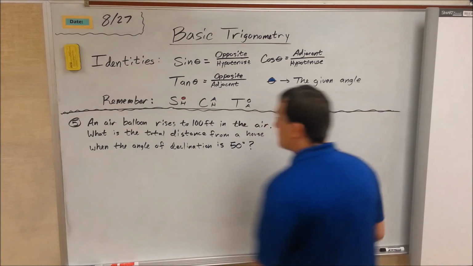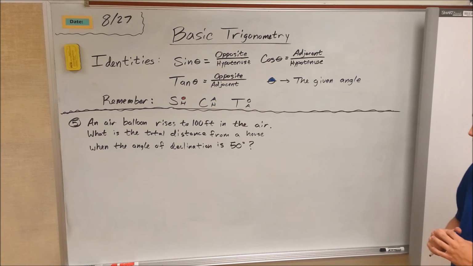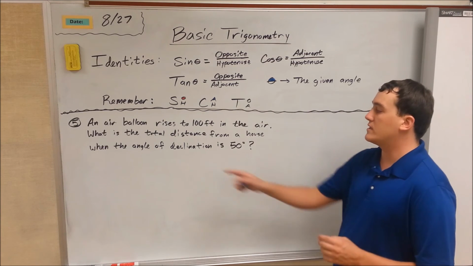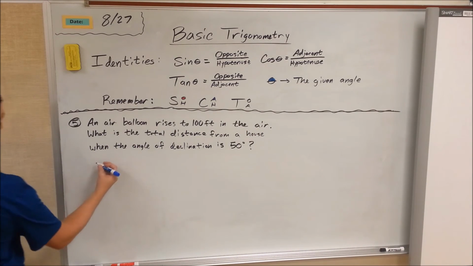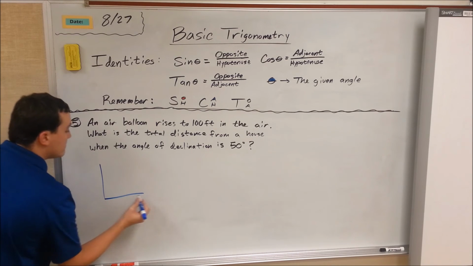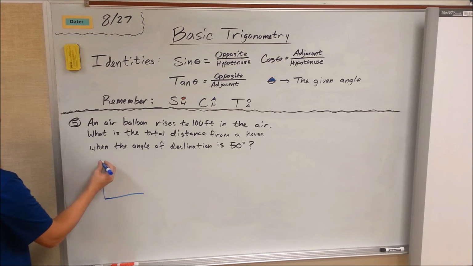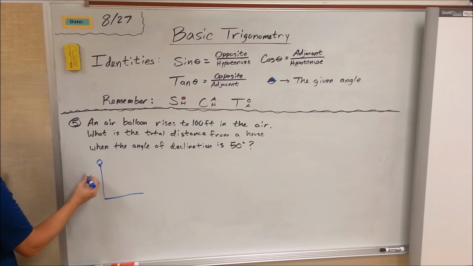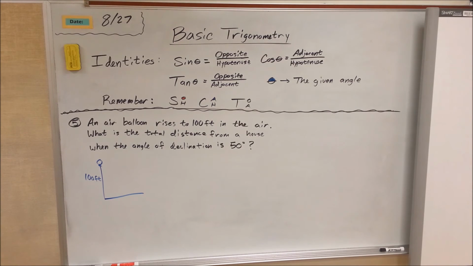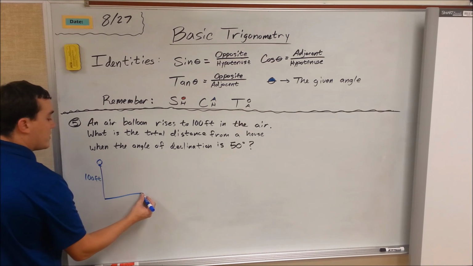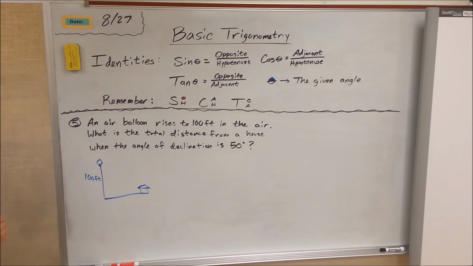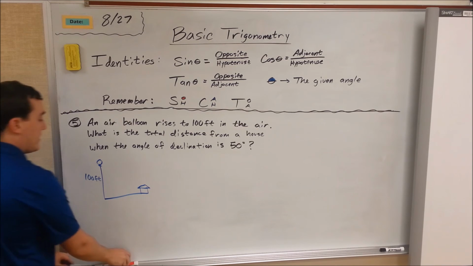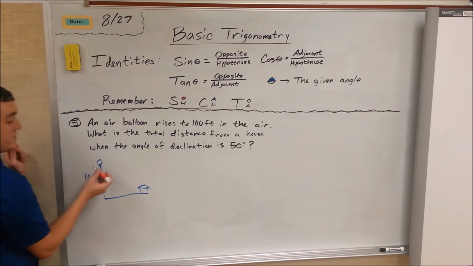Alright, and our last problem. An air balloon rises to 100 feet in the air. What is the total distance from a house when the angle of declination is 50 degrees? So let's first draw a triangle. The balloon rose 100 feet in the air. And then our house is over here. A badly drawn house. And it also gives us an angle of declination.